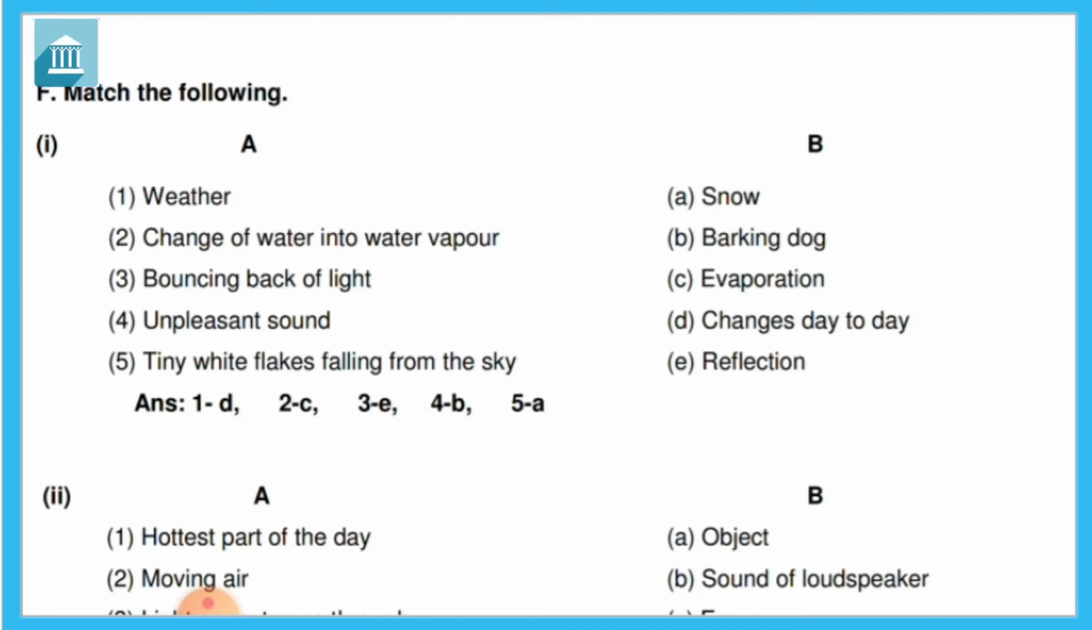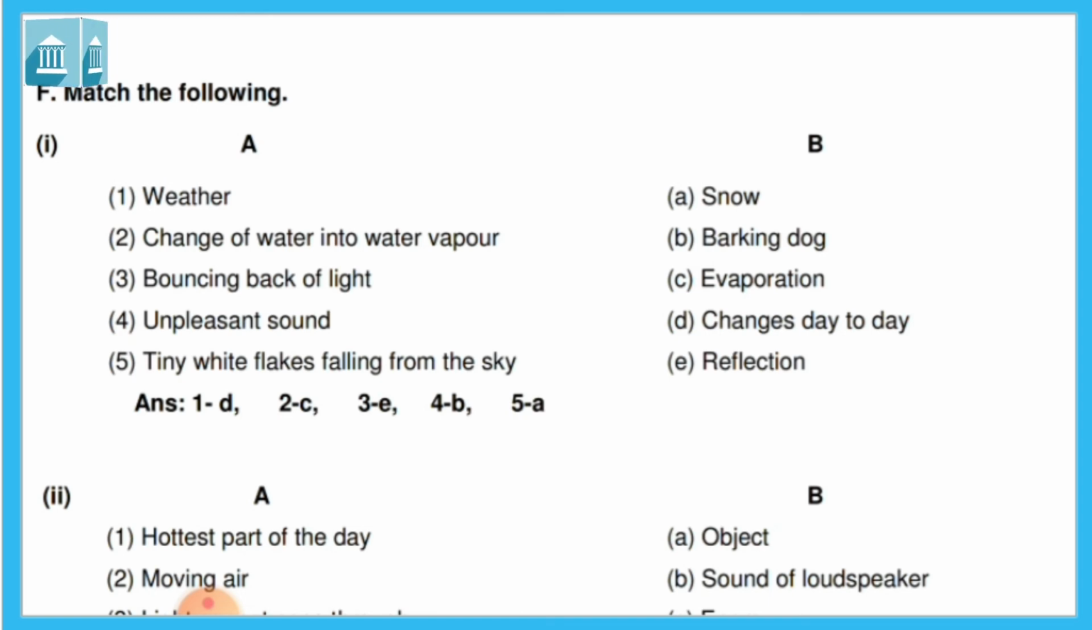3. Bouncing back of light. If we hit light on a smooth surface, then the light bounces back to you. That is called reflection. E. Reflection. 4th, unpleasant sound. Barking dog. When the sound of a dog's bark comes, that is called barking. The dog is barking. So the right answer is B.